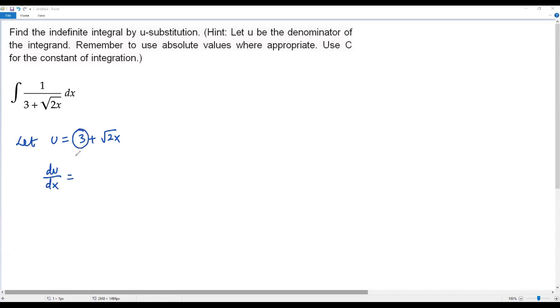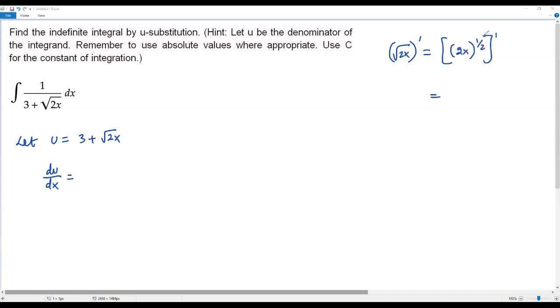Here 3 is a constant. When I find the derivative of this constant 3 with respect to x, it will become 0. Now we have to get the derivative of the square root of 2x. Let me do this separately. So, the square root of 2x, prime. To get the derivative of the square root of 2x, first I have to write the square root as an exponent. When I write this square root as an exponent, the exponent will be 1/2.